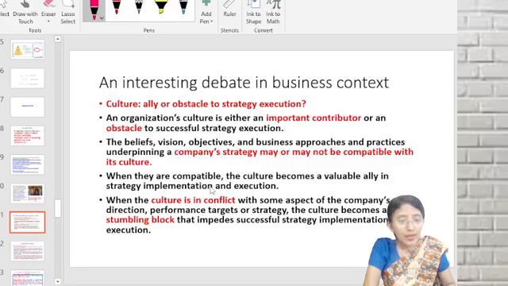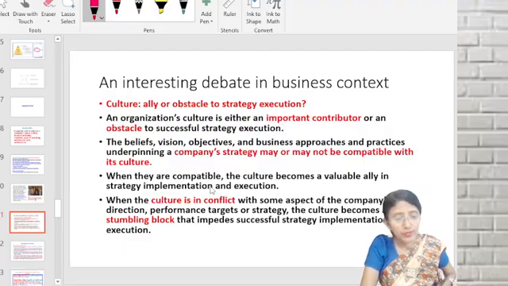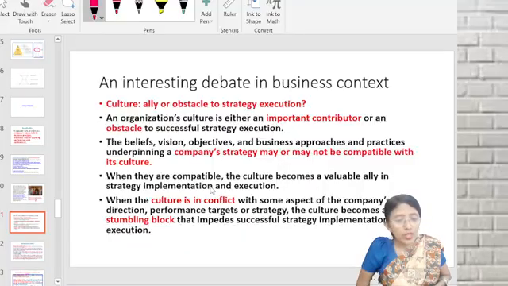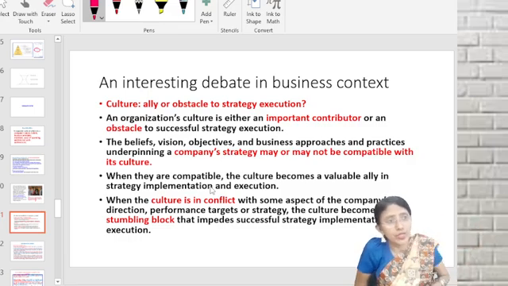Okay. And then an interesting debate: is culture a friend or a foe? What would you say? What is your answer? Is it a friend or a foe? Is it a contributor or an obstacle? I'll ask you this question: should a strategy be adjusted to the culture, or should culture be adjusted according to the strategy?